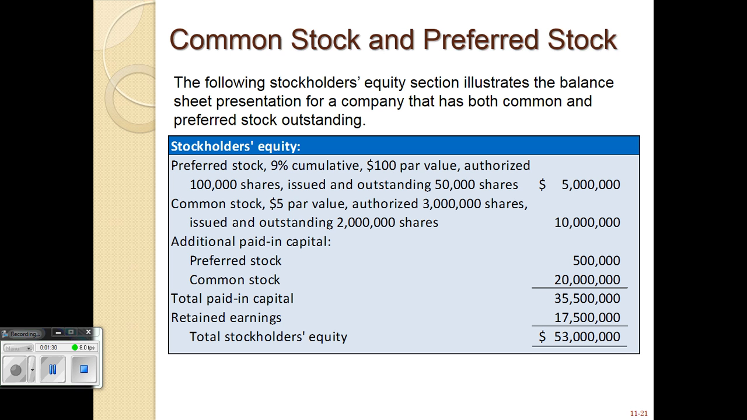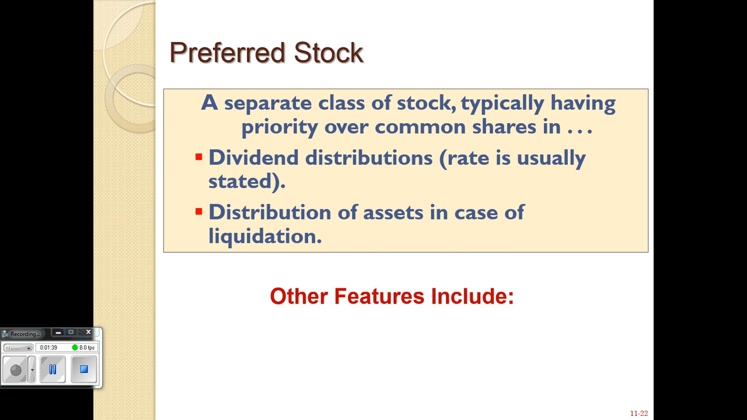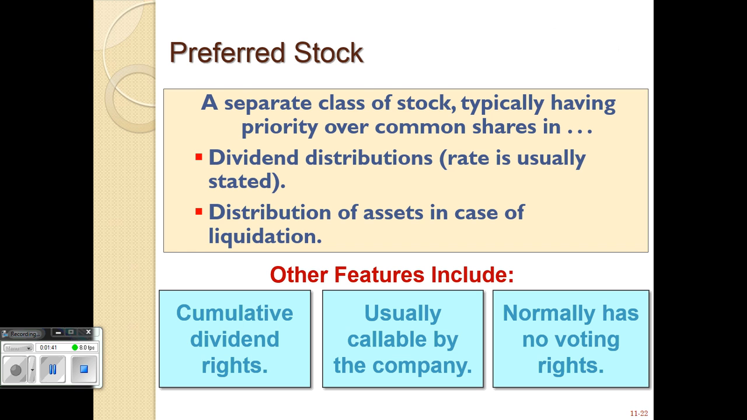Bottom line, very similar to handling preferred as you do common as far as the journal entries go. The only difference is usually there is no additional paid in capital account. Couple of features of preferred stock. It is a separate stock. It usually has priority in some way, okay? It doesn't have to be dividend distribution, but that is usually the way it is preferred. The rate is almost always stated, like a 5% rate, or a 10% rate, or a 3% rate. So preferred stock almost always has some sort of distribution rates.